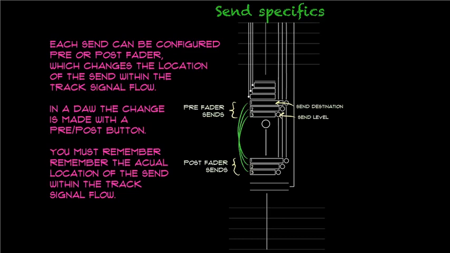Again, the level of a pre-fader send is totally independent of the track fader. But a post-fader send is dependent on the track fader, meaning if I change the level of the fader, it's also going to change the amount that's going to that send. So we have two main uses for auxiliary sends, and they relate to the pre and post.